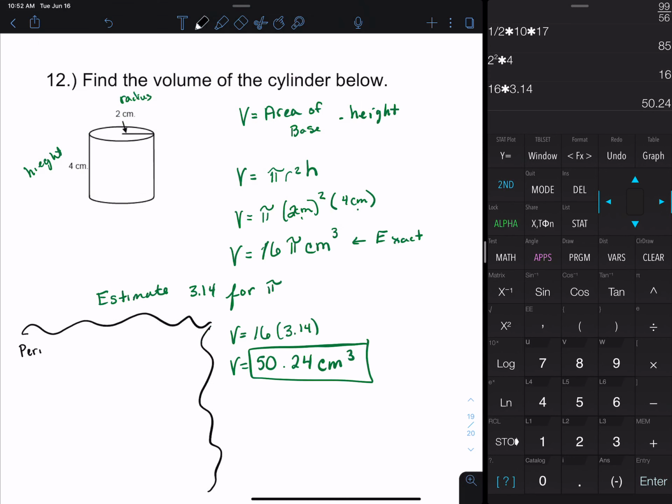So just as a quick reminder, right, we talked about this earlier in this unit as well. When we're talking about perimeter or circumference, our units are just the plain old units. So it would be something like centimeters. When we're talking about area, that's when we have our units squared. So we'd have something like centimeters squared. And when we're talking about volume, that's when we have our units cubed. So it'd be something like centimeters cubed.